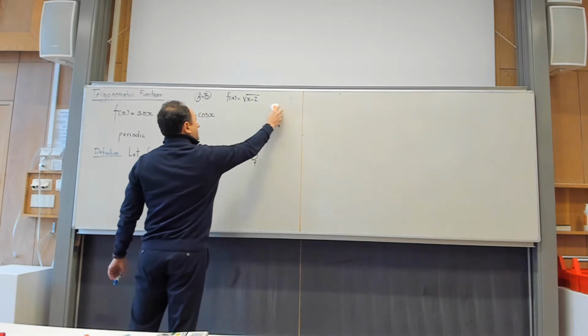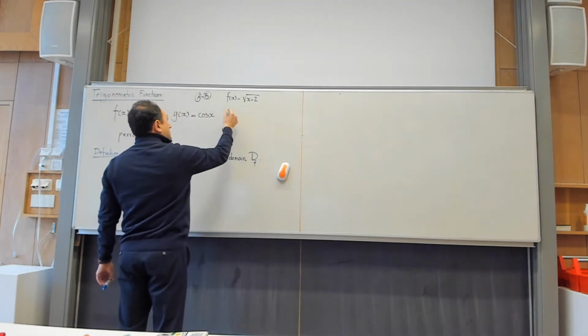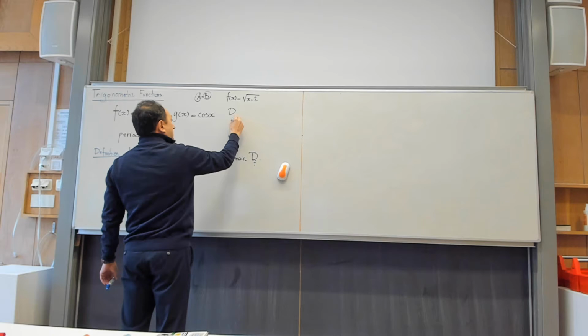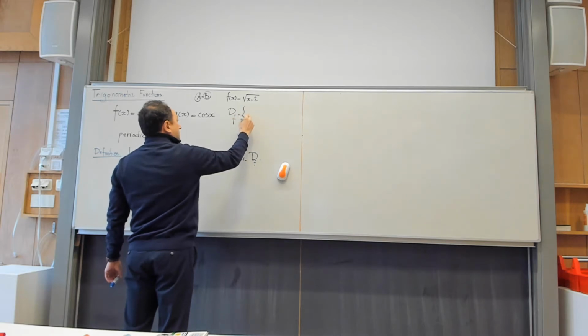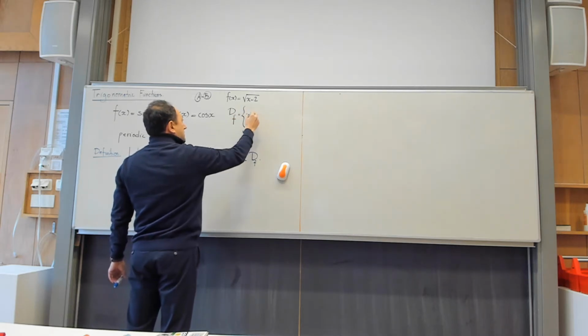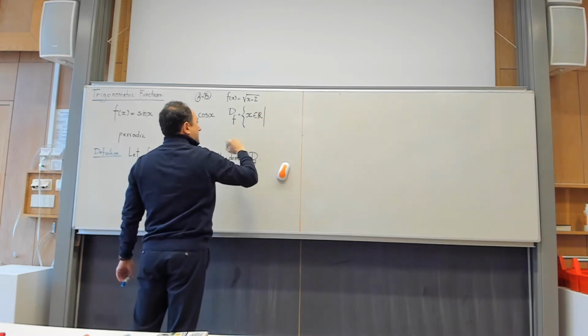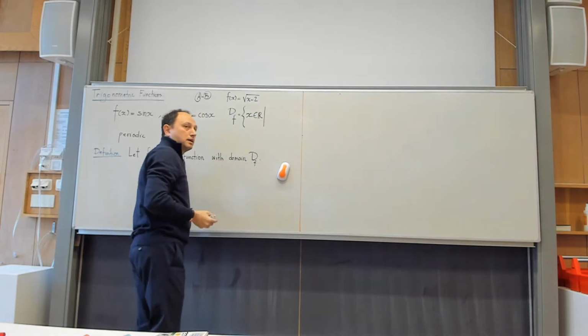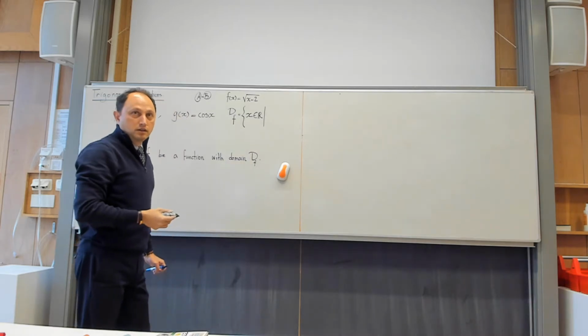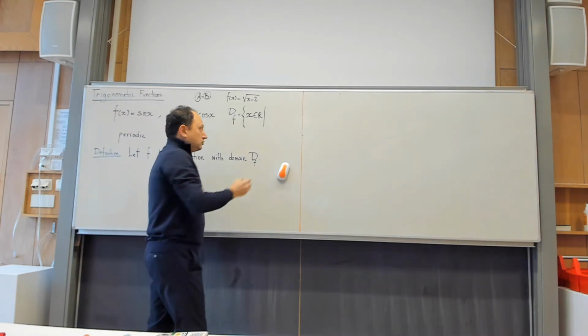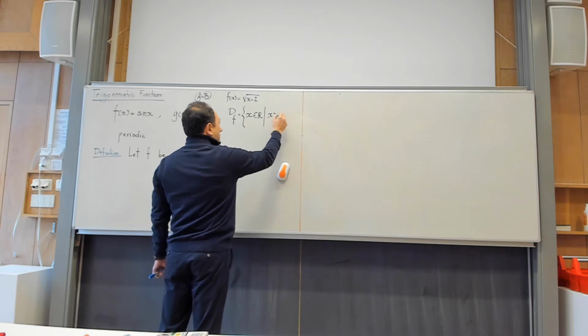If I want to write it in the language of set theory, I would say the domain of f is the set consisting of all x's coming from the set of real numbers, but not all of them. The ones that have one property. What is that property? x is greater than or equal to 2.